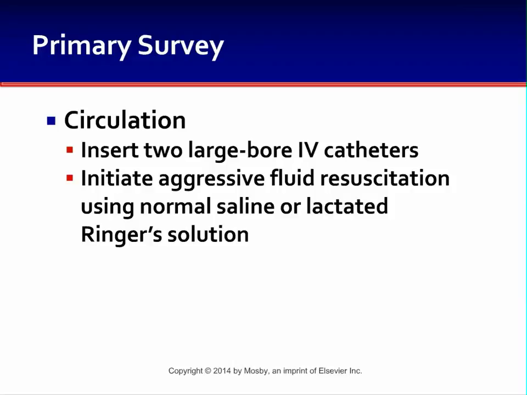Insert IV lines into veins in the upper extremities unless contraindicated, such as in a massive fracture or an injury that affects limb circulation. Apply direct pressure with a sterile dressing to any obvious bleeding sites. Obtain blood samples for typing to determine ABO and Rh group.